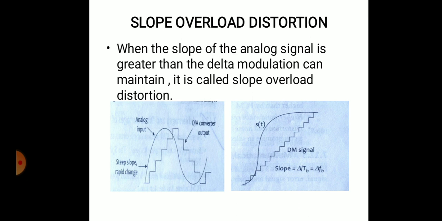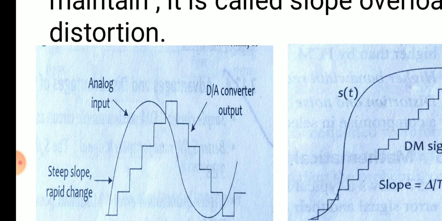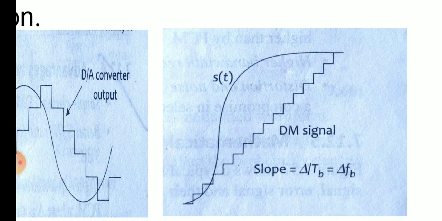When the slope of the analog signal is greater than the delta modulator can maintain, it is called slope overload distortion. You can see in this waveform there is the analog input and a step slope that rapidly changes. So after the D2A converter, the output you can get is in this pattern. This is the output, and this is a typical example of slope overload distortion. We can say if the signal changes rapidly, then it occurs.